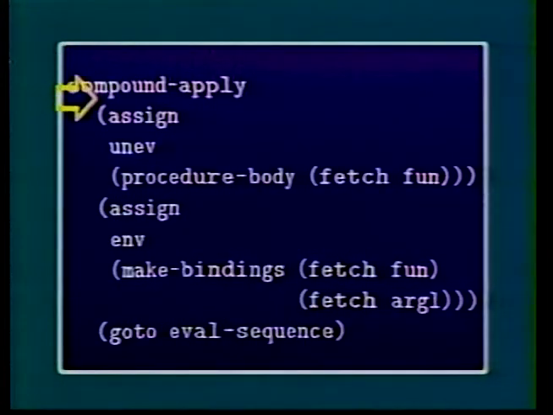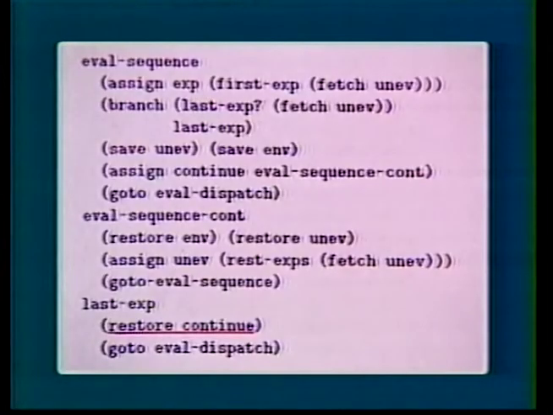This is compound apply now, and the only difference with the old one is that instead of going off to eval directly, it takes the whole body of the procedure, which in this case is a sequence of expressions, and goes off to eval sequence. And eval sequence is a little loop that basically does these evaluations one at a time. So it does an evaluation, says, oh, when I come back, I better come back here to do the next one. And when I'm all done, when I get to the last expression, I just restore my continue and go off to eval dispatch.